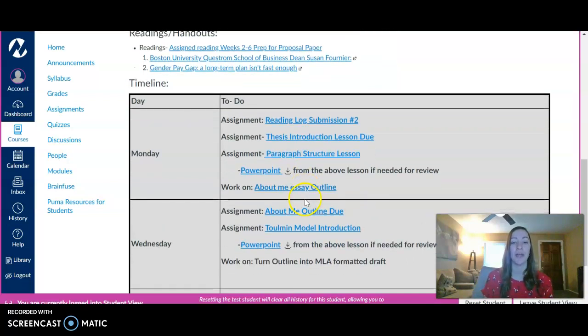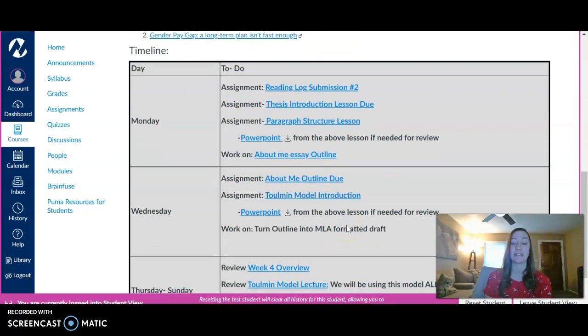So kind of looking at your timeline, on Monday we have our reading log number 2 due. You have a lesson on thesis statement due. And then you're going to go through paragraph structure. So we're learning how to write sections of this essay. And then you should start working on the About Me outline. So you should be able to write your thesis. You should be able to write paragraphs after following these ideas.